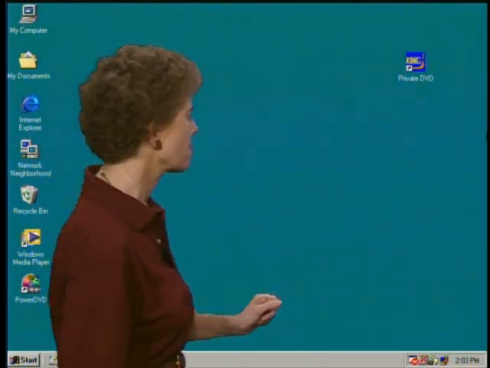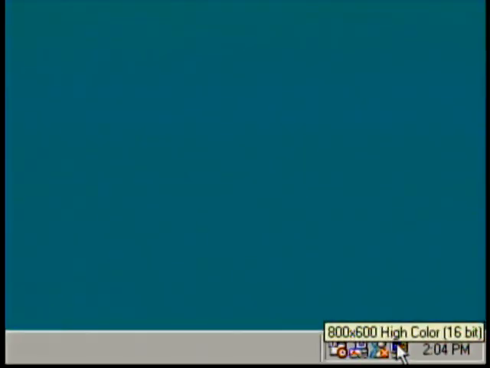First of all, to make sure the program runs smoothly, check the Display Property Settings tab to be sure your colors are set to high color, 16-bit, and 800 by 600 screen resolution. If you choose 1024 by 768, the video will fill your screen, but the other graphics won't.